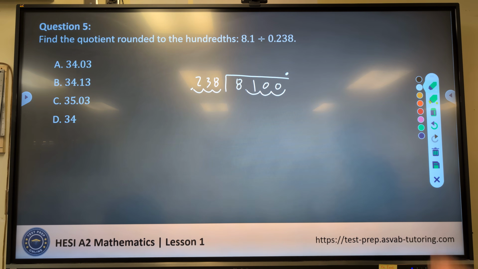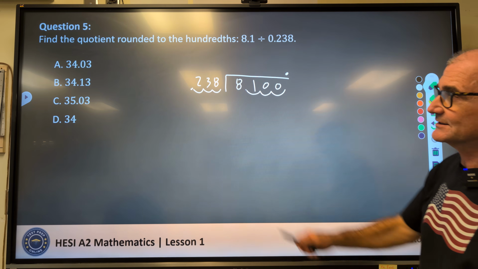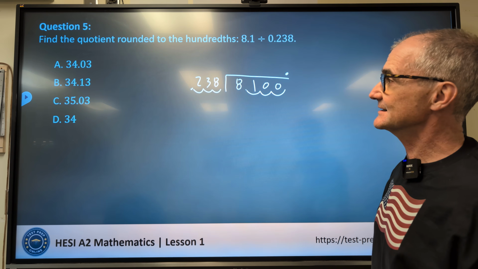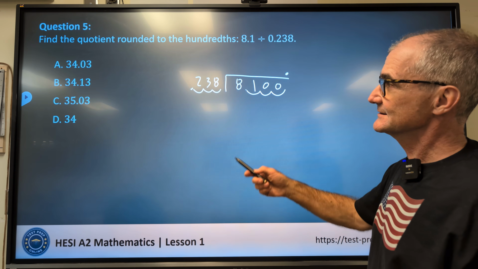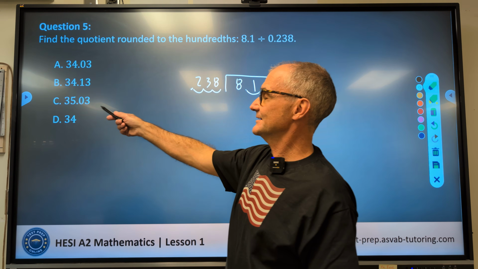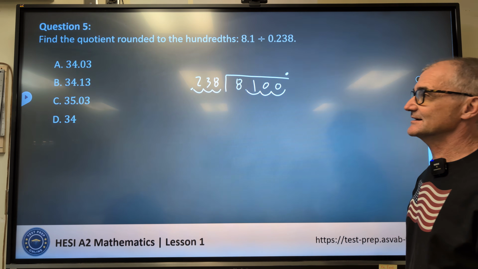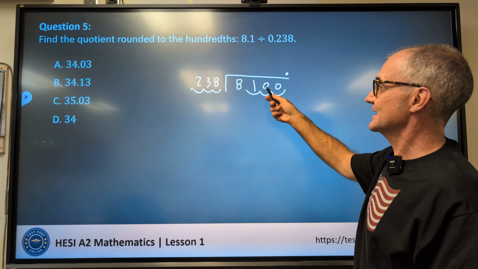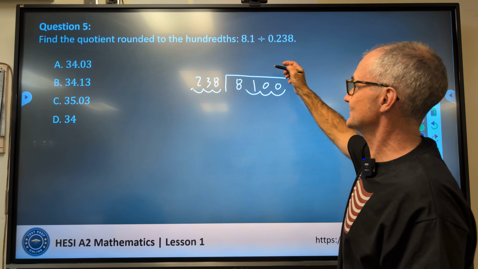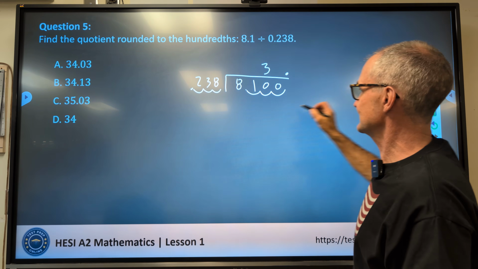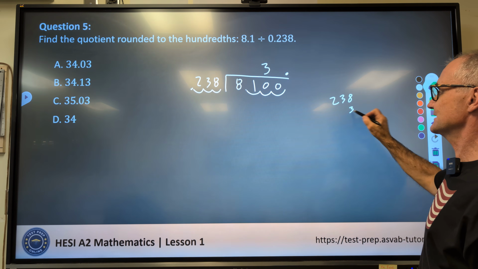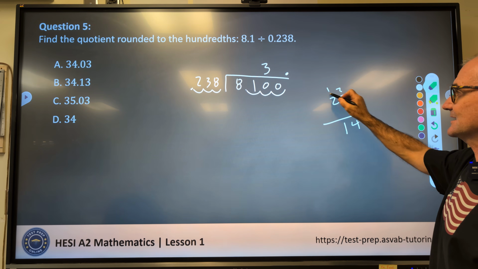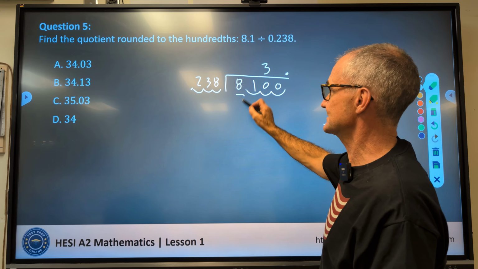Now before I do this, I'm going to see up here, see if there are any answers I could eliminate. It's not really looking like it. They're all pretty close. I could probably eliminate that 34 because it looks like I'm going to have a decimal. So 238 goes into 810 3 times. So this is going to be a 3 here. 238 times that 3 is going to give me 24. Carry that 2, 9, 10, 11. Carry that 1, 714. So I got 714 here.